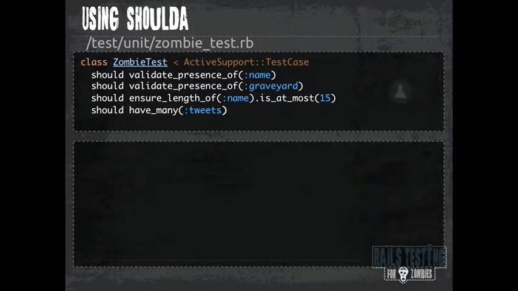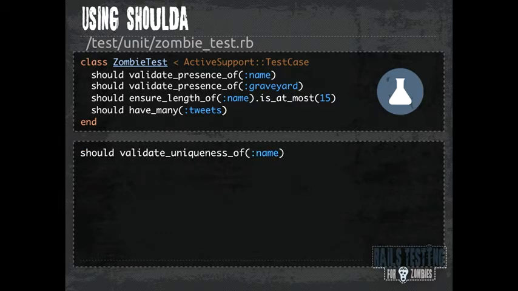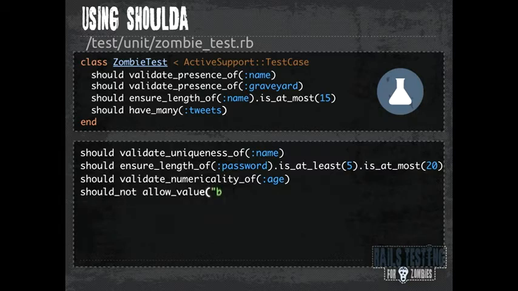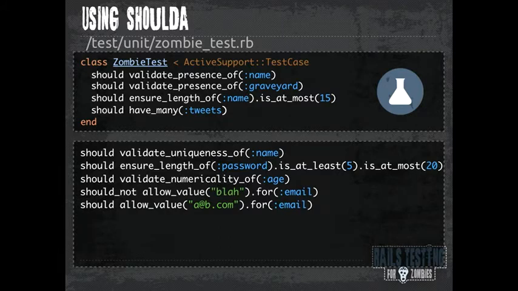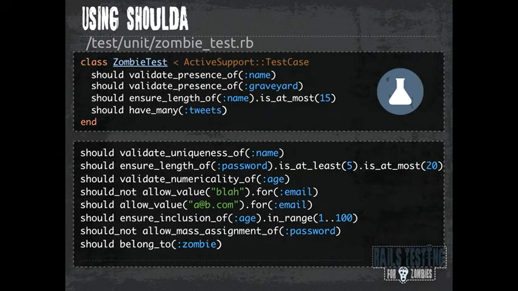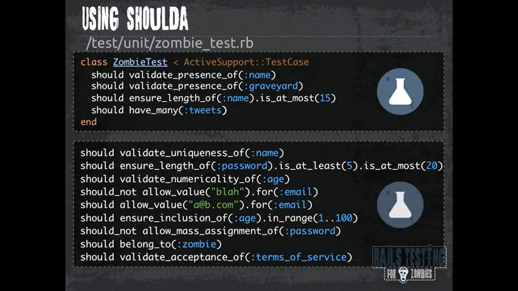It should have many tweets. A couple other ones that are really helpful: should validate_uniqueness_of, should ensure_length_of, and you can chain on extra methods like is_at_least 5, is_at_most 20, should validate_numericality_of for a column that has to be numeric, should_not allow_value blah for email, should allow_value for an email address, should ensure_inclusion_of, should_not allow_mass_assignment_of, because obviously you don't want to allow mass assignment of the password field, that would be bad, should belong_to zombie for the relationship, and lastly should validate_acceptance_of terms of service, in this case for a Boolean field.